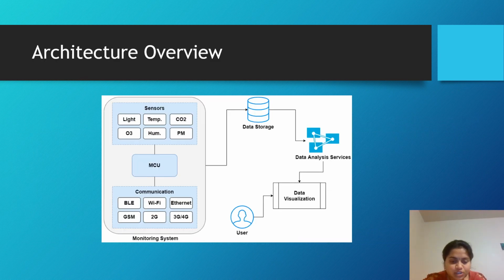Coming to the architecture overview, here we are getting a closer look at how everything is connected. We have sensors that pick up the changes in the environment, a microcontroller that is like the brain of the operation, and communication tools that let the system talk to other devices. And here they are analyzing, then visualization, then it's given to the user.